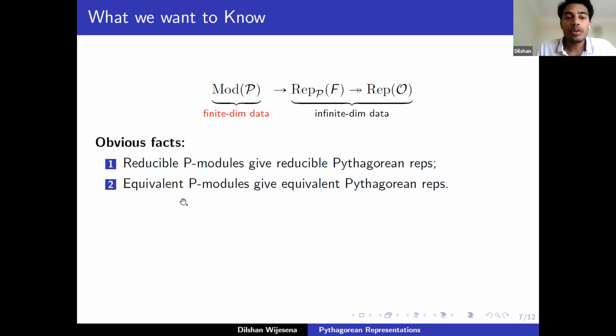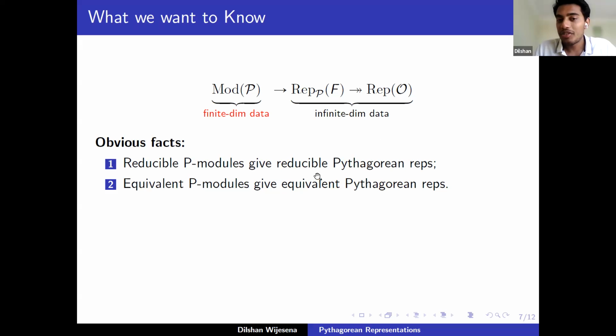Okay. And as well, if we have equivalent P modules, so if we have a unitary operator which intertwines the operators A and B, okay, so equivalent P modules, this will also give us equivalent Pythagorean representations. So you can already see here that this Jones machinery, or this functor, does transfer some properties from the left-hand side to properties on the right-hand side. Okay. So unfortunately, though, these are properties that we're not really interested in.